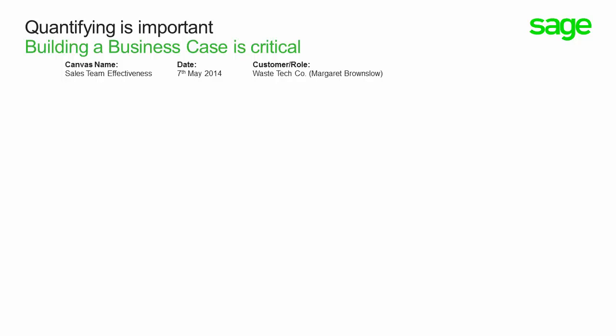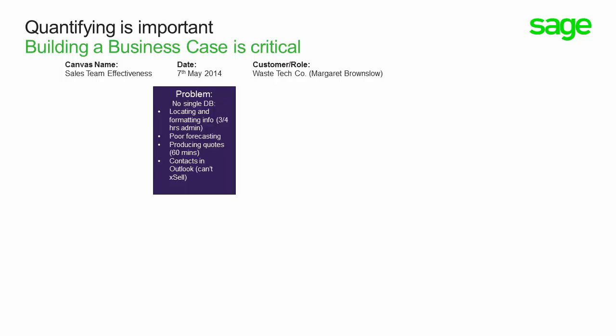Now, this is just one working example. You could have many. You could have just one. It's up to you. But let's build this out. Here is our problem. There's no single sales database. You recall in the previous topic I talked about that. So locating and finding and formatting information for quotes takes longer than it should.